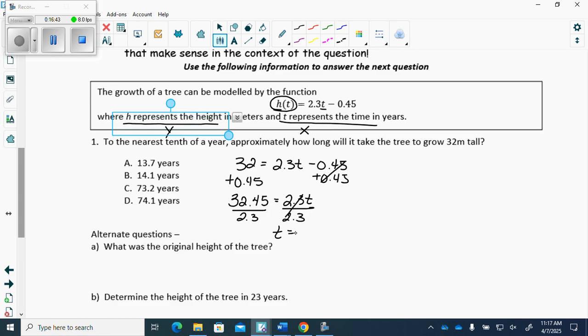T is not the height of the tree. T is time in years. So C is a distractor. No, you picked that one? Don't know why, but if you put it in the wrong one. C is a distractor. Yeah, they're all distractors in some way. Okay, so I get 14.1.